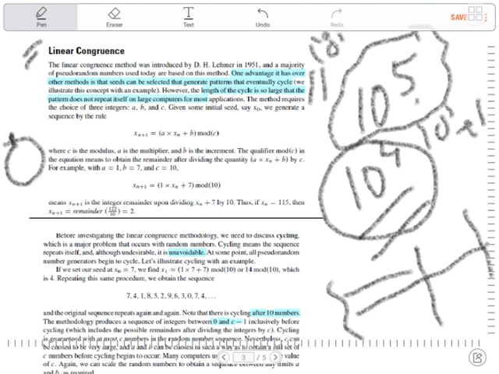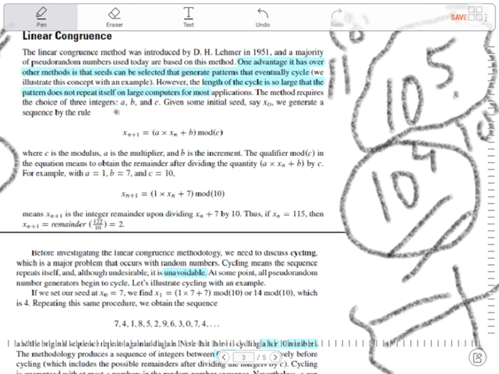Okay, so what is the method? Let us just go into the algorithm of it. The method requires the choice of 3 integers a, b and c. As I said, there will be some controlling parameters, so a, b and c. Given some initial seed, seed is nothing but, since I am talking about a sequence, you consider the seed as the first element of the sequence, x0. So we choose these 3 integers, and we also have to choose the initial seed from which our sequence will begin.